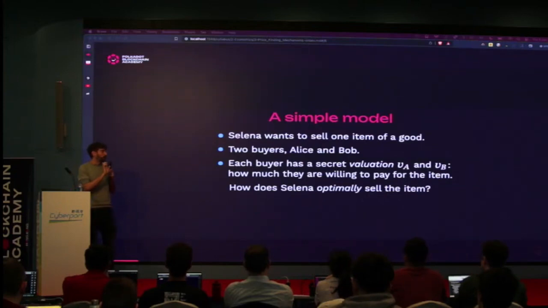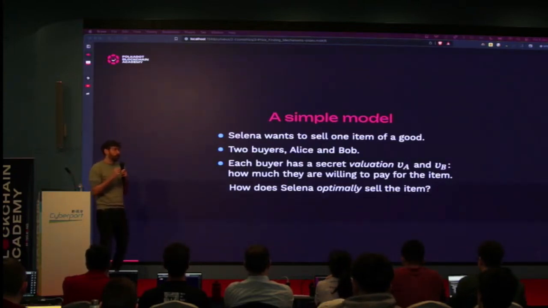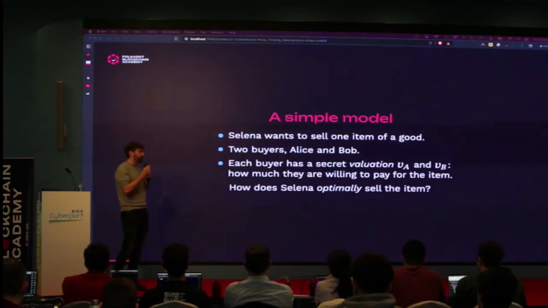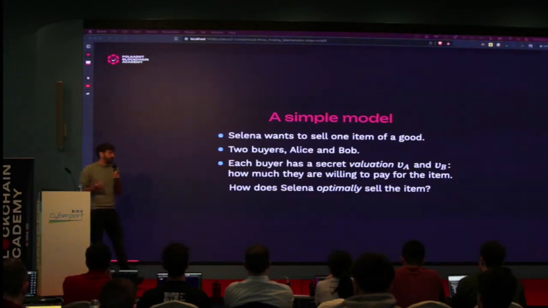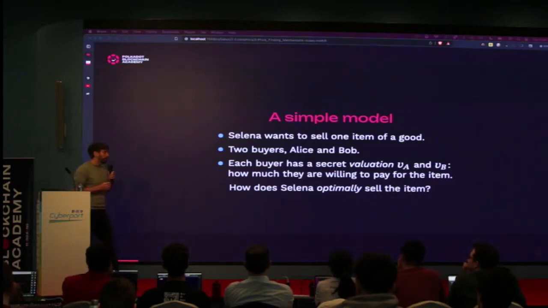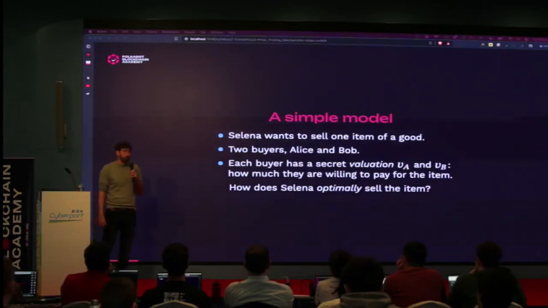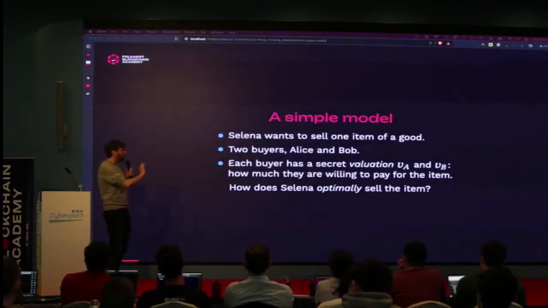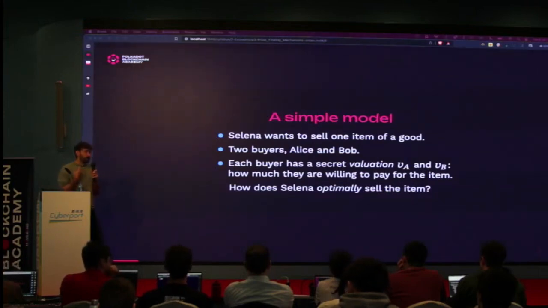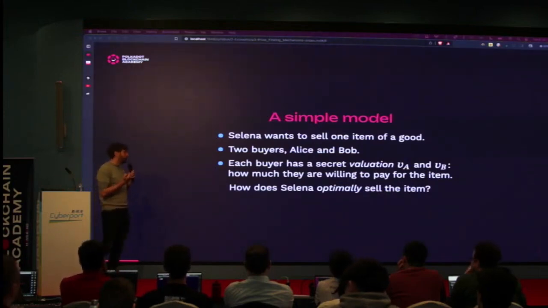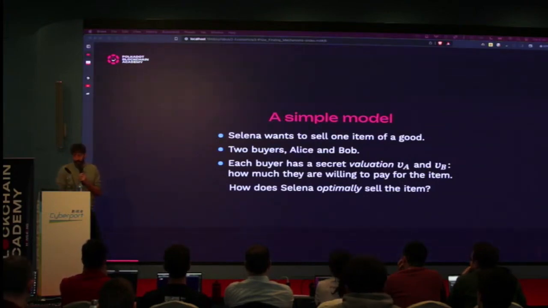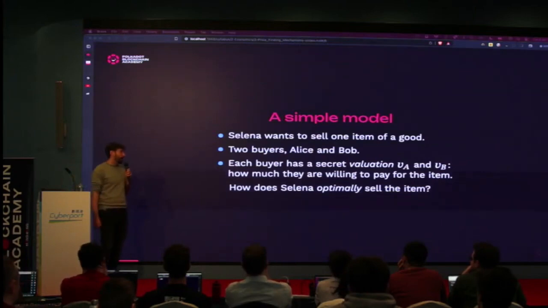So in this case, we also equate that with the budget, right? Like we say that each agent also has the money to bid their valuation. But as I said, it could be different, right? It could be that you don't have enough money, but you would like to bid more. Those are called budget constraints, which would matter in more complex models. But right now we just focus on the valuation. So how much is that good actually valued? How much do you value this? And now the question is, how does Selena optimally sell this item in this environment?